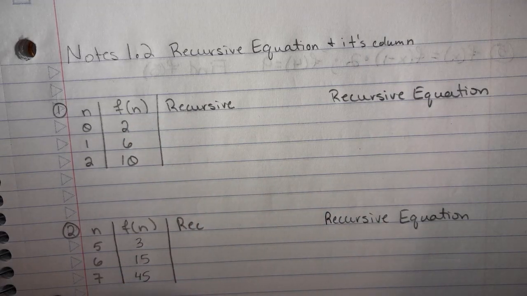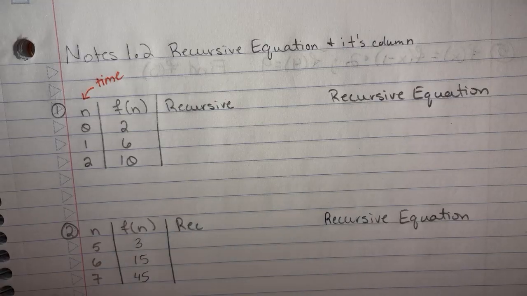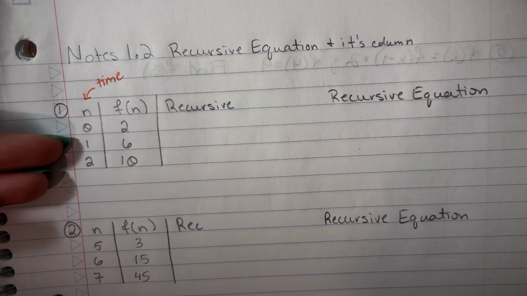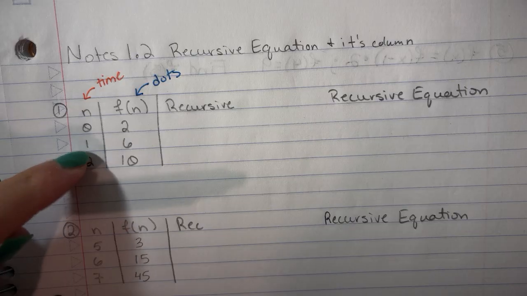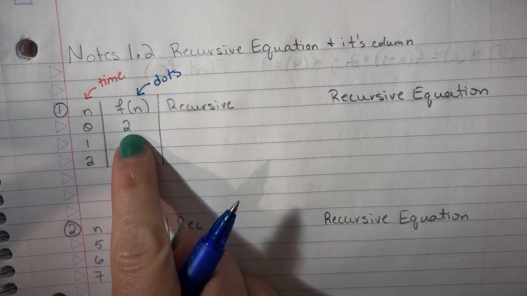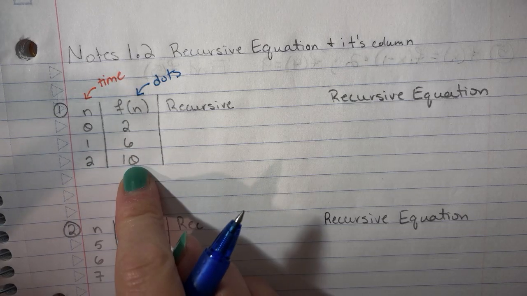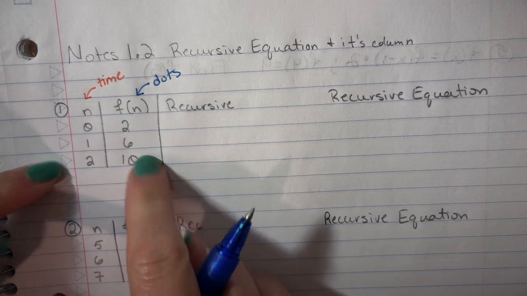So this n column is usually what I like to call our time column, because when we get to word problems, that's typically what will go here, the time. And then this f of n column, we've been drawing a lot of dots, so I kind of call it our dots column right here. So to explain, time 0 we have 2 dots, at time 1 we have 6 dots, and then at time 2 we have 10 dots, right? And these are each of our rows that are going on, okay?